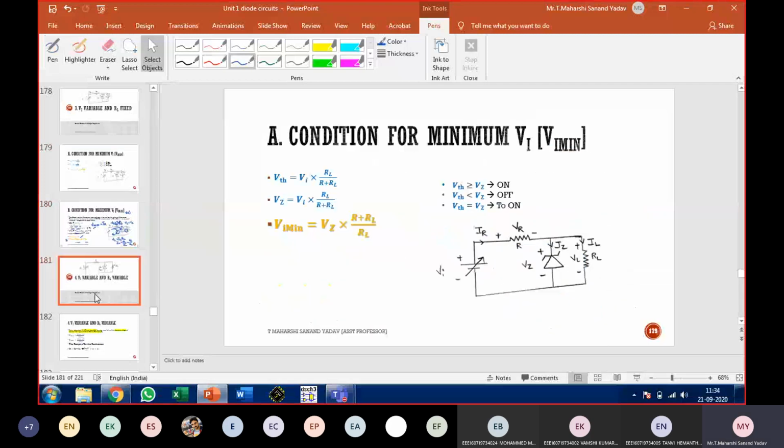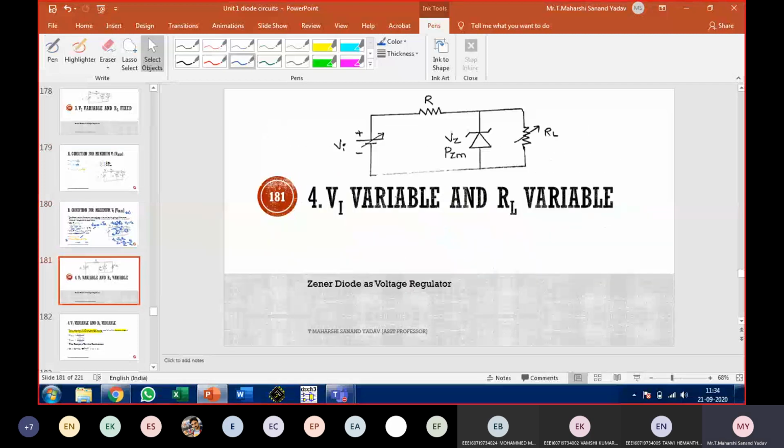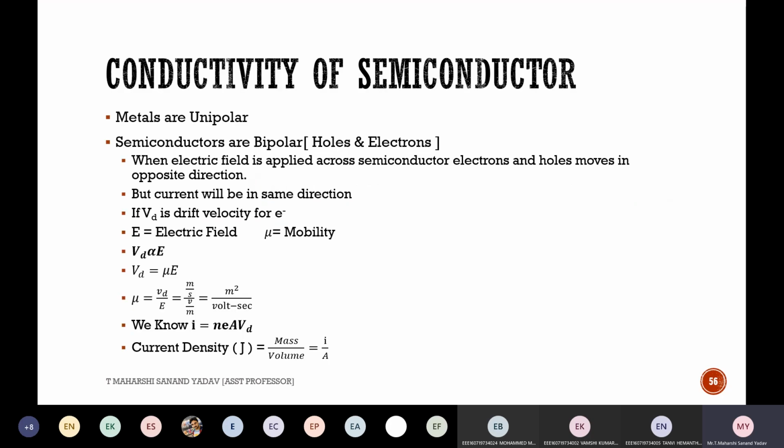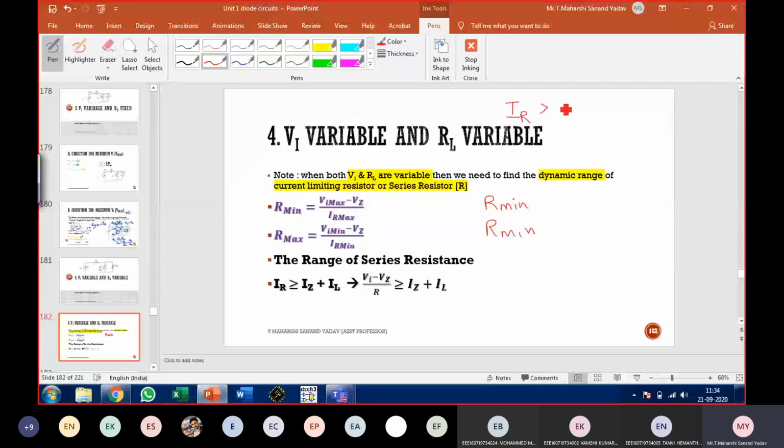Now you see, it is just simple substitution of formulas here also. VI is variable and RL is variable, and this is a special case. If both are variable, you need to find only the values of resistance, I mean the current limiting resistor values. Like current limiting resistance R min and R max. And one more important thing is that here current IR is greater than or equal to IZ plus IL. This is the important condition which you need to remember if both input and output are variable.